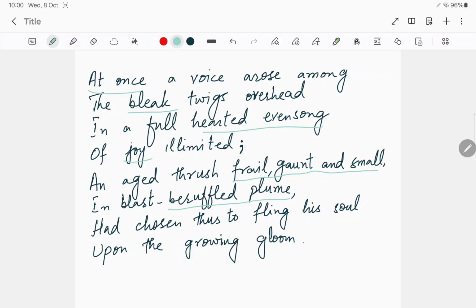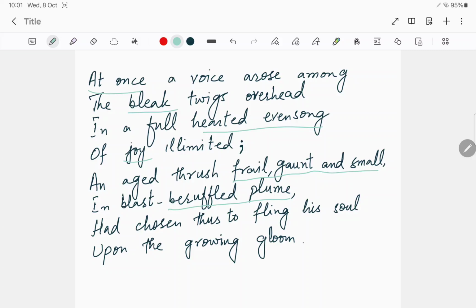Despite the frail and small body and battered plume and feathers, it is singing passionately in the cold, dark evening. And actually, the thrush's song contrasts sharply with the bleak and desolate surroundings, where it seems to bring new life, a new hope, and an emotional warmth to the lifeless landscape.